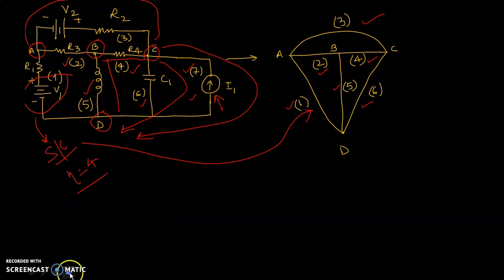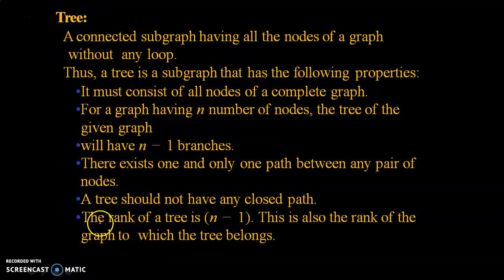Okay, let us move towards tree. This is very important. Tree is a connected subgraph. It is a subgraph having all the nodes of a graph without any loop. This is very important, without any loop. There should not be any closed path. That is, it should have open structure, open graph.